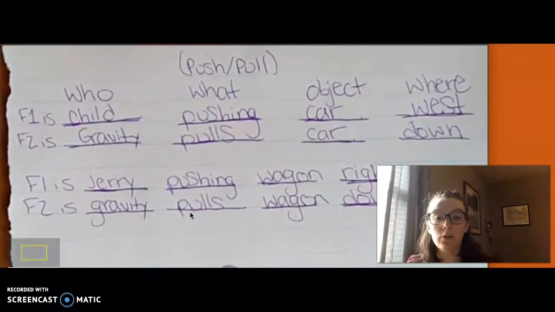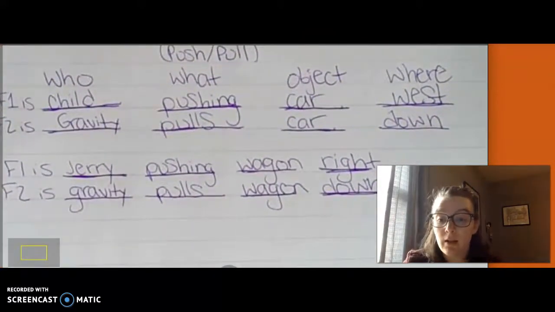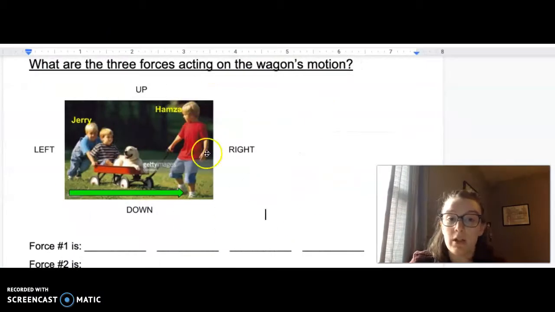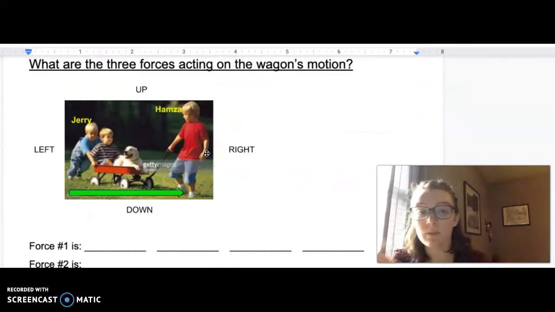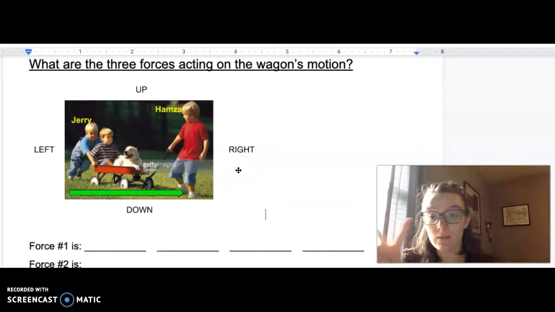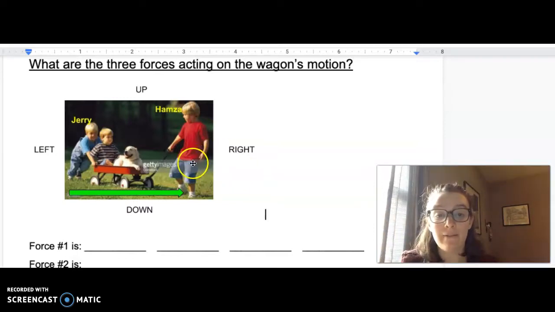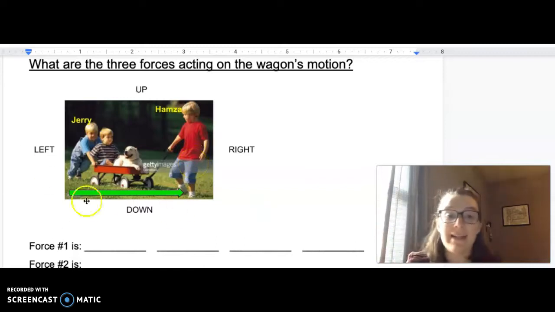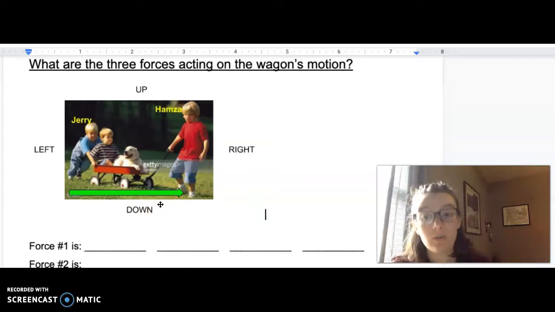Okay, so those are our 2 forces. Now there are 3. So when I look back at this picture, there are actually 3 forces. So the first force we went with was Jerry. And we said Jerry is pushing the wagon right. The second force we decided was that gravity was pulling the wagon down, and now it is up to you to answer this Google form and tell me the 3rd force. Okay, now the 3rd force is not going to be Jerry and it is not going to be gravity. So I just gave you the answer to number 1 on your Google form.